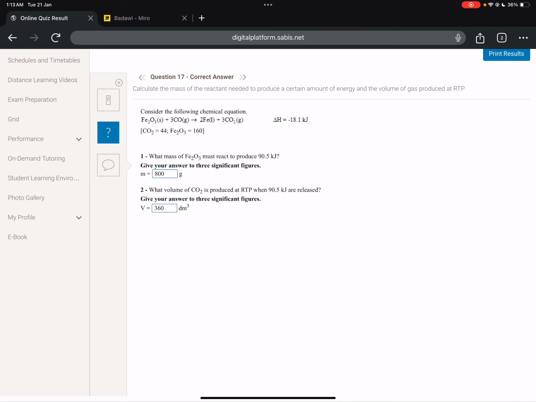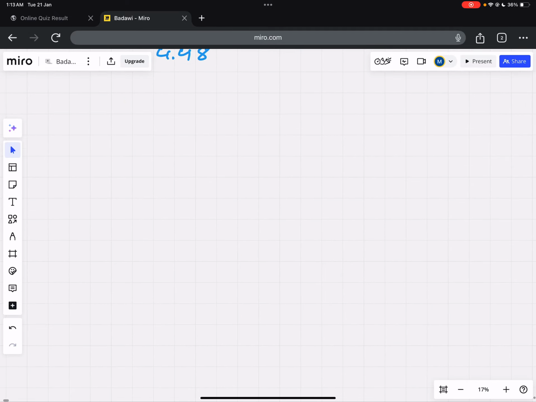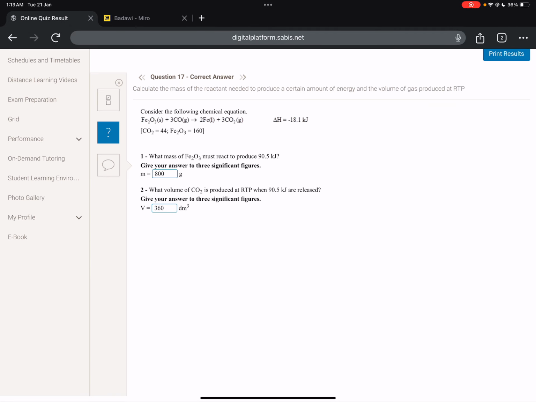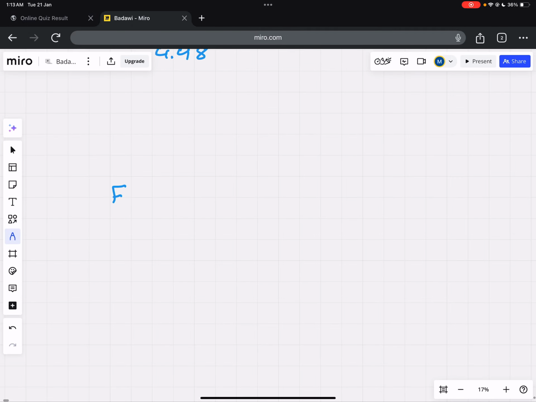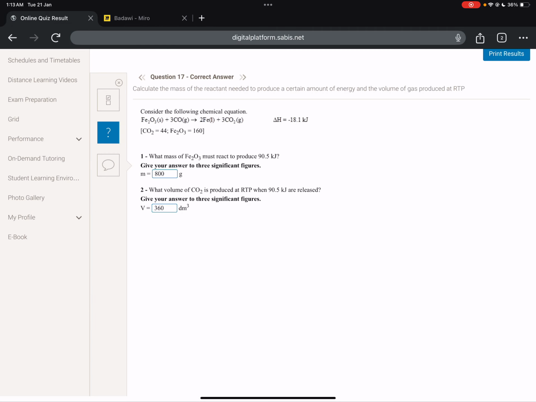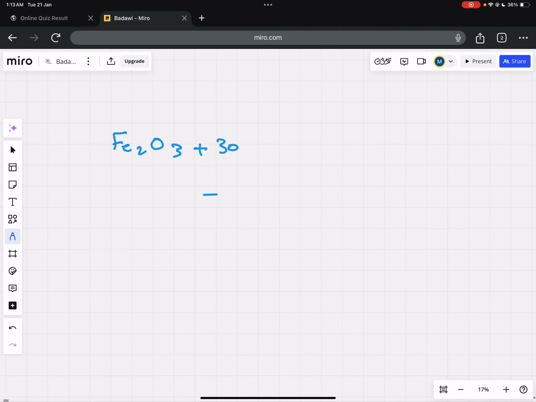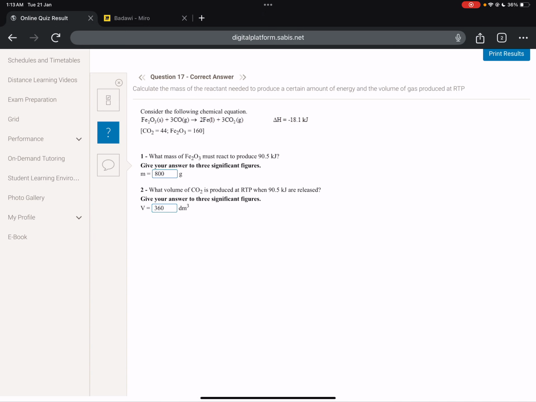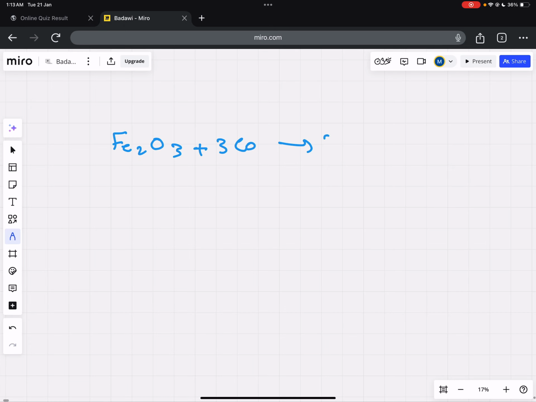Okay, again, I'm going to copy the equation. Always copy the equation on your scratch paper. Fe2O3 plus 3CO gives us 2Fe plus 3CO2.